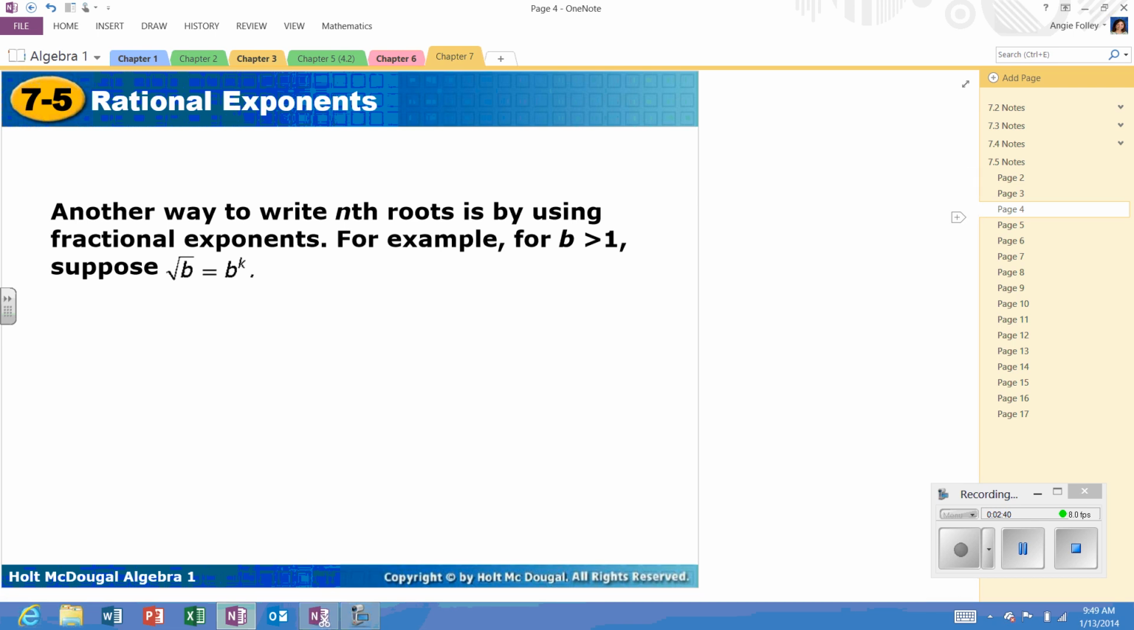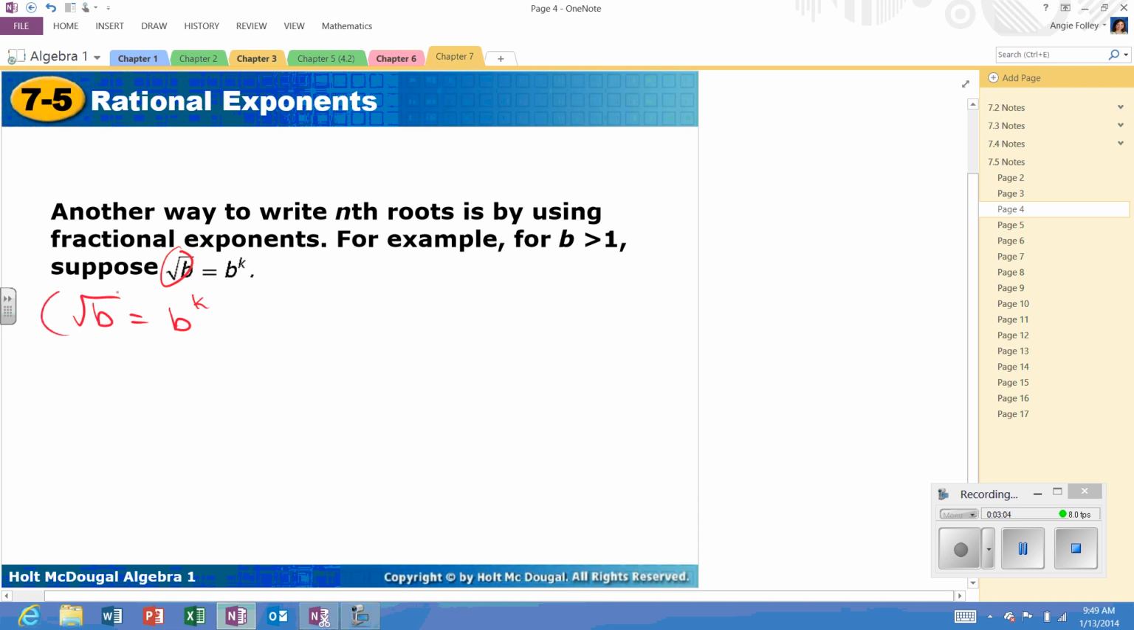For example, when b is greater than 1, suppose that we have the square root of b is the same thing as b to the k, and we want to know what that k power means. Well, I'm going to explain to you how we write a radical sign as a fractional exponent. So here we go. The square root of b, they're telling us, is equal to b to some power. We don't know what that power is yet. We're going to solve for it.